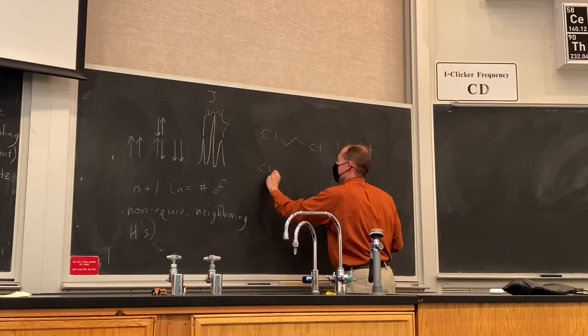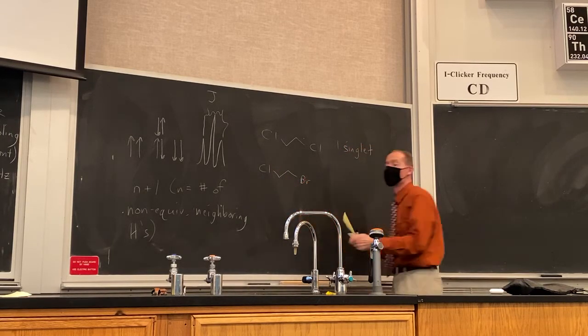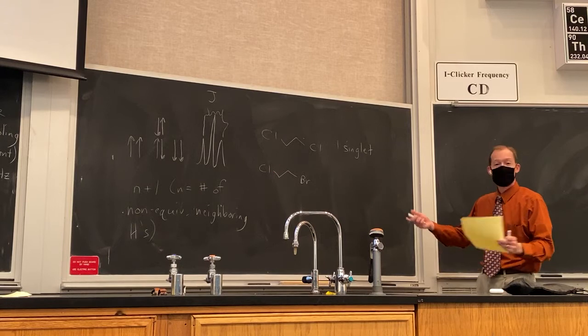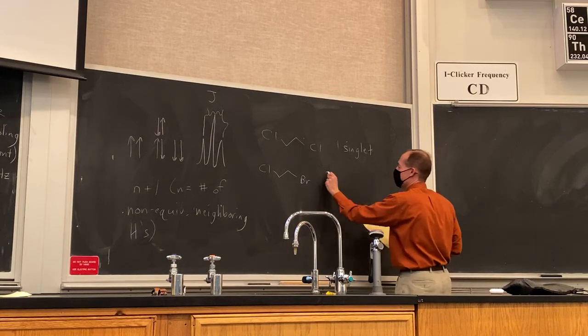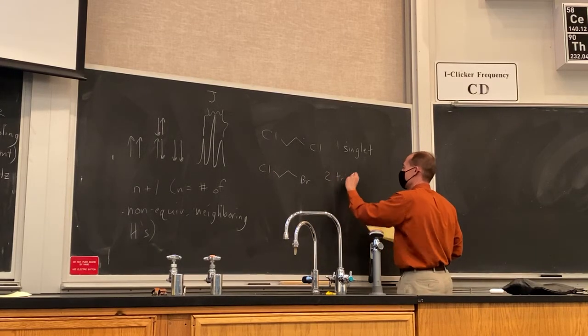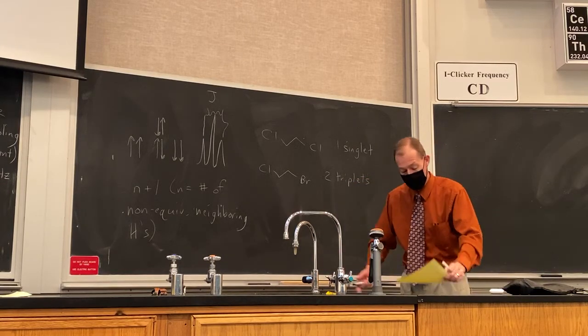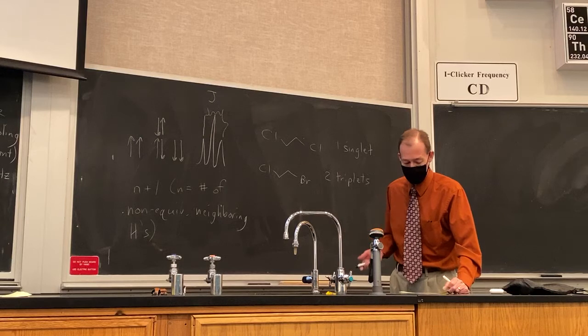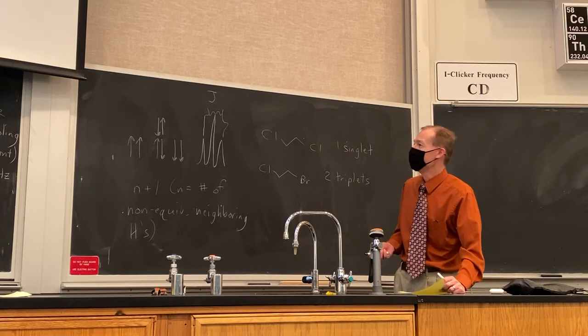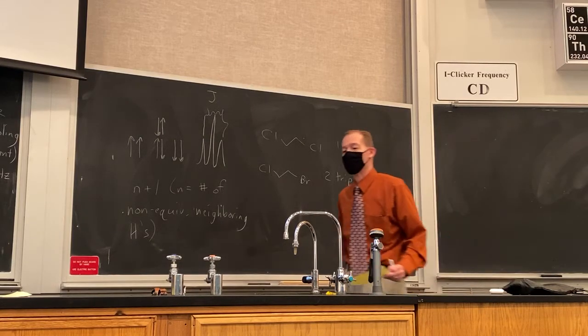But if we replaced one of those chlorines with a bromine, now these 2 CH2s are different. Now we would see 2 triplets, okay? So this is an important concept to understand when we're looking at the patterns that we see in the proton NMR and in this table.